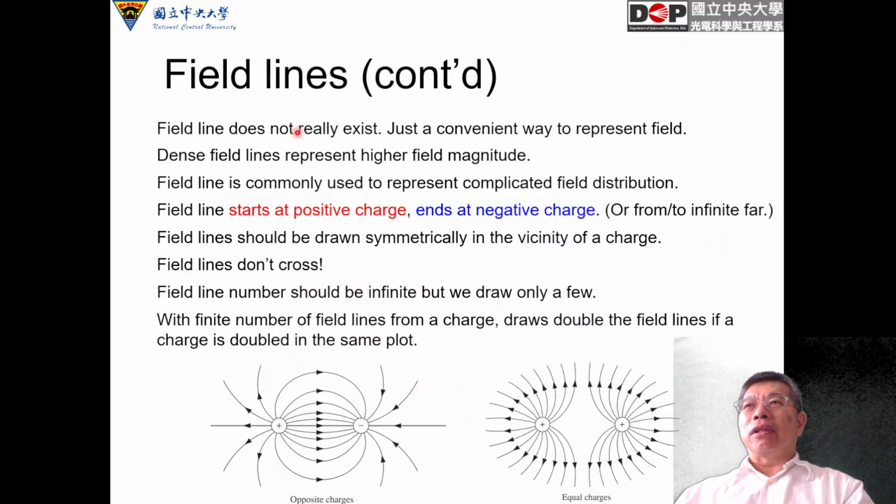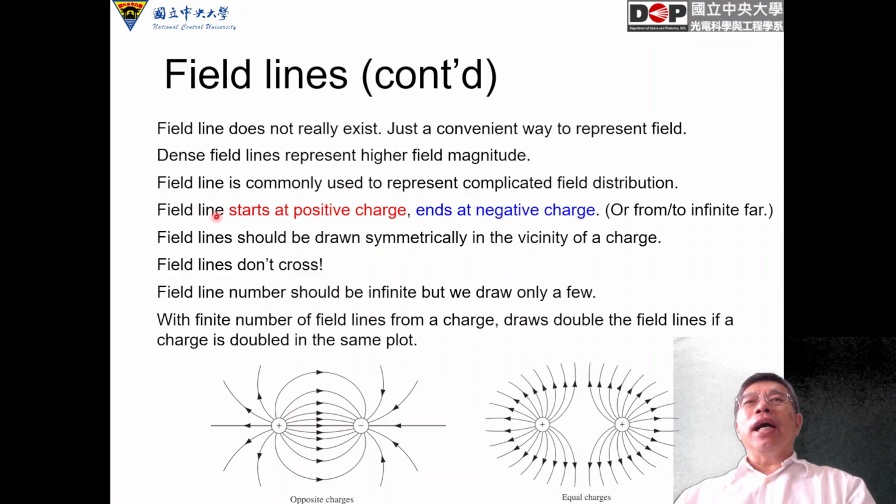Historically, it's easier to visualize, but it's not a good physical idea. Much later, we'll throw away this concept when we talk about magnetic field, but that'll be later. Dense field lines represent higher field magnitude. Like this one, here is more dense, here is more loose. So at this part you've got a stronger electric field, qualitatively, not quantitatively.